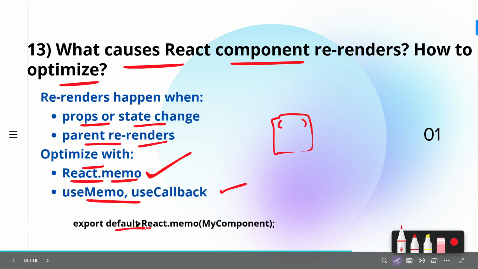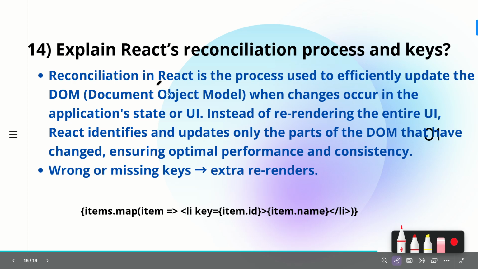Example, how can you write React.memo? You can just write export default and React.memo. So you have to wrap your component by React.memo, and that is how you get the memoized component. We will see our 14th question now.